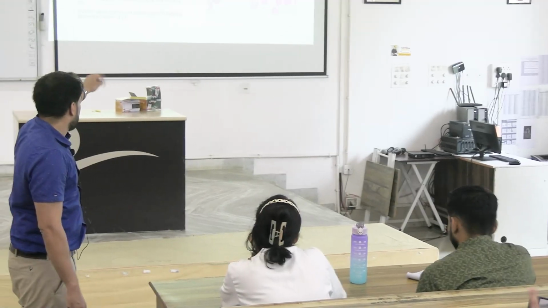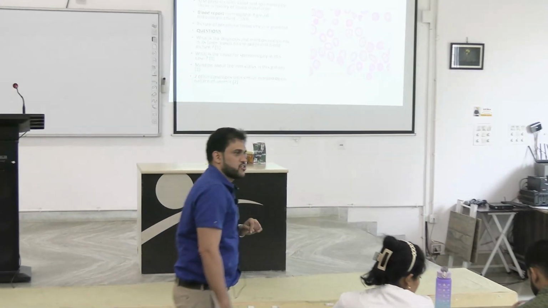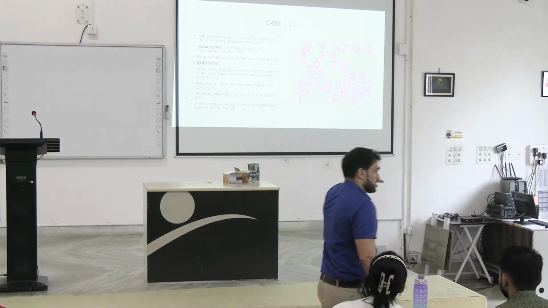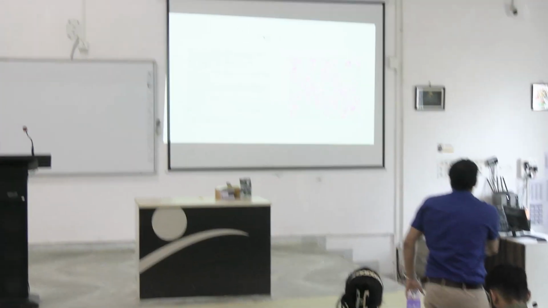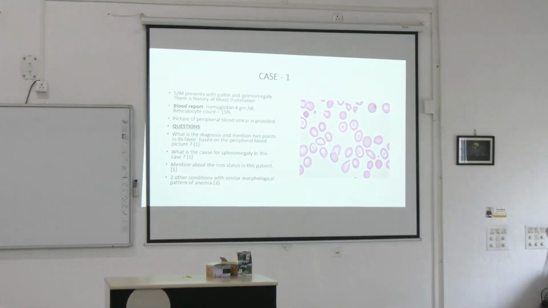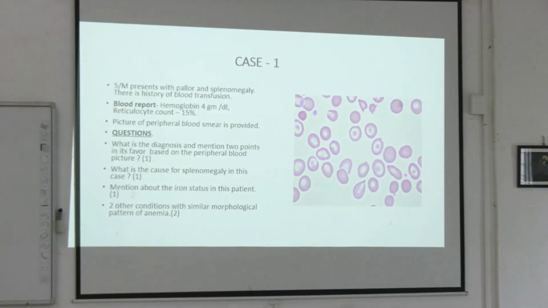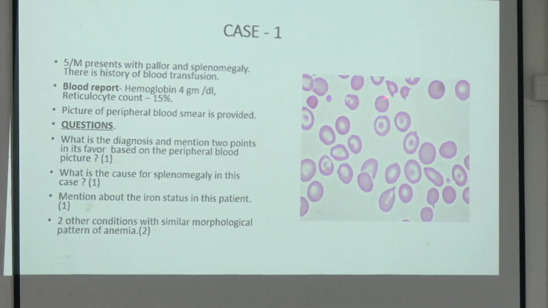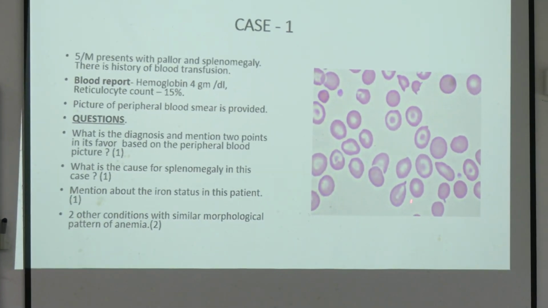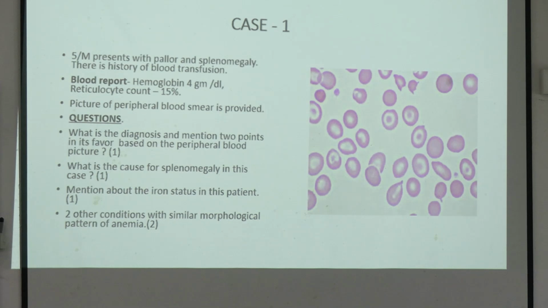Five-year male with pallor and splenomegaly with history of blood transfusion. Peripheral picture is given. What is this? Are those thalassemia cells? Always say that. These are target cells. What are these? Teardrop cells. So, what is the diagnosis?